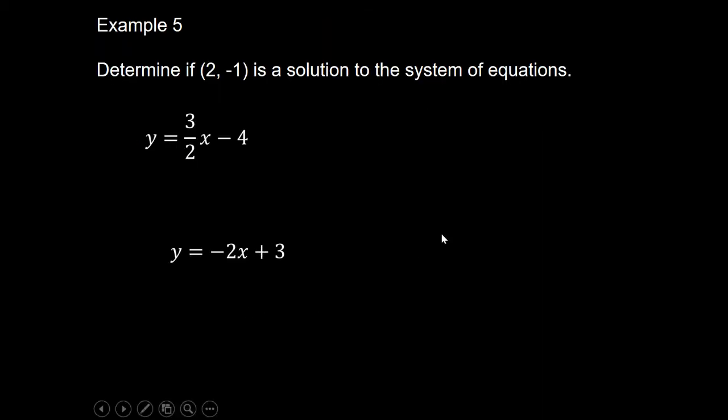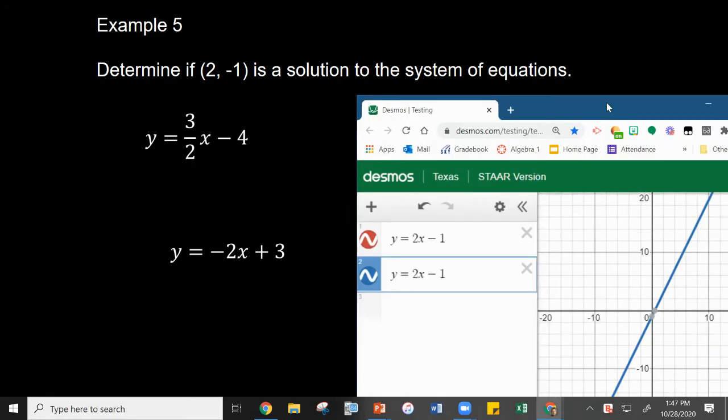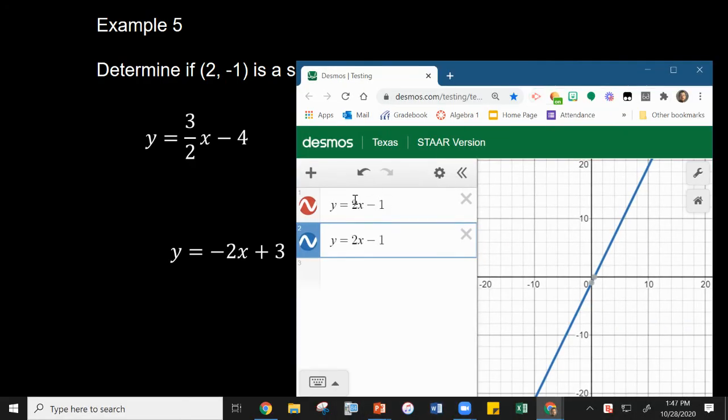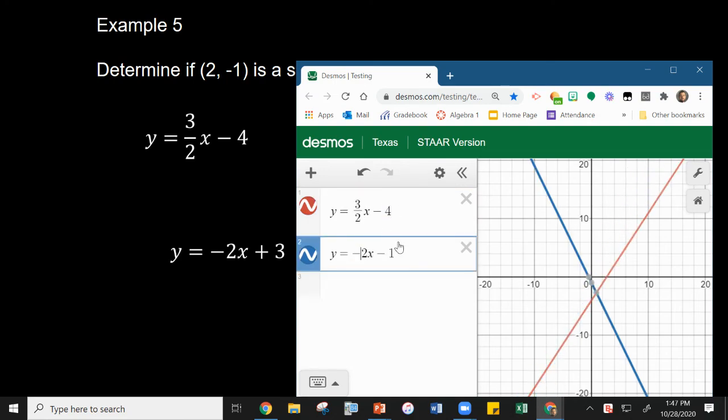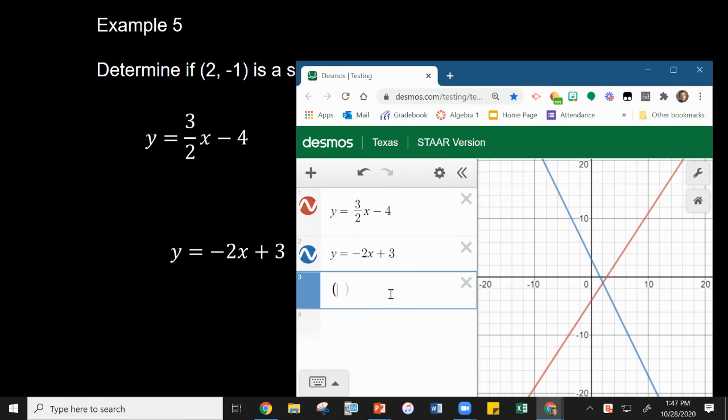Okay, great. Now the other thing they can ask you is they'll say, determine if this point is a solution to the system. Anytime they do that, you're still going to plug it into Desmos. And so I'm going to go ahead and type in y equals 3 halves x minus 4 and negative 2x plus 3. And then when I do that, I can go ahead and type that point in. Remember, we can type a point in and graph it. So it's going to be 2 comma negative 1.